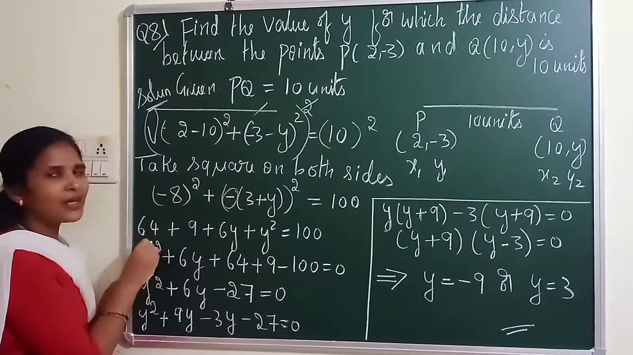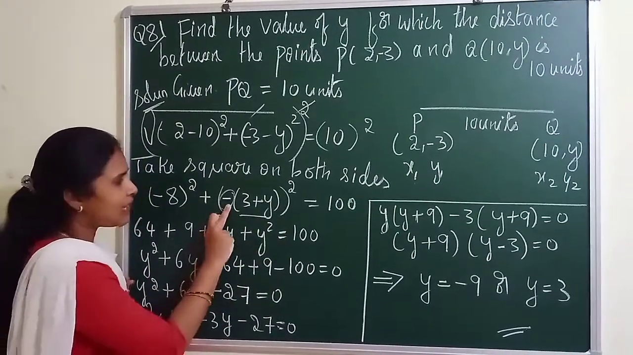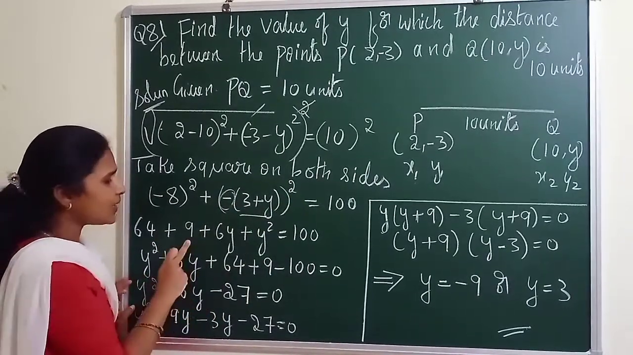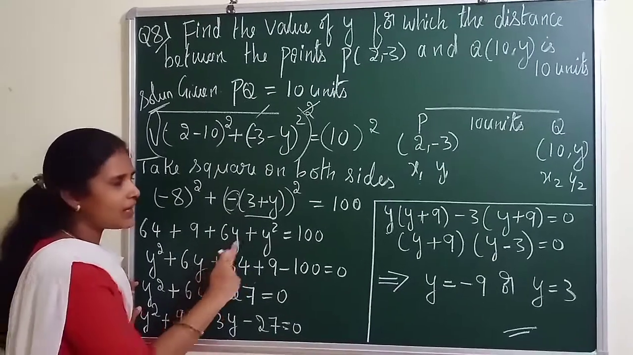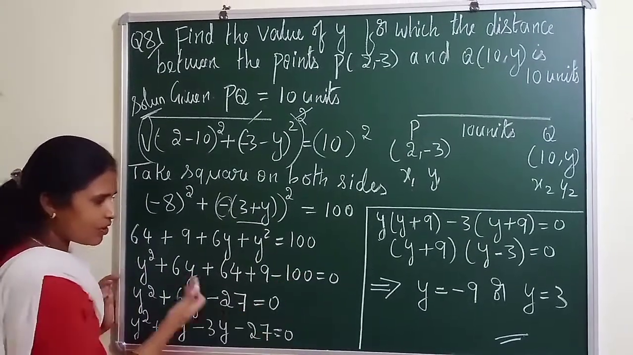Now minus 8 square is 64 plus. Apply (a plus b) whole square. This minus is vanished because of square. So 3 square is 9 plus 2ab is 6y plus y square equal to 100. Now simplify, bring 100 on the left side.